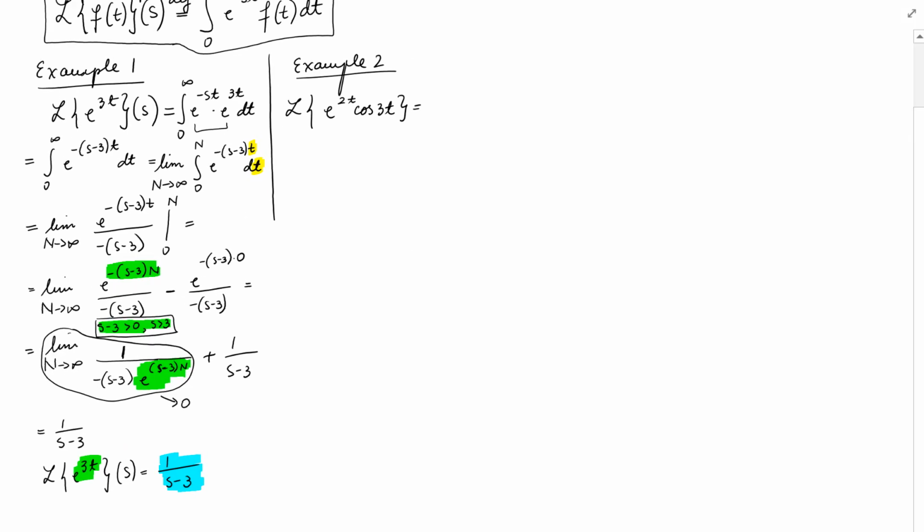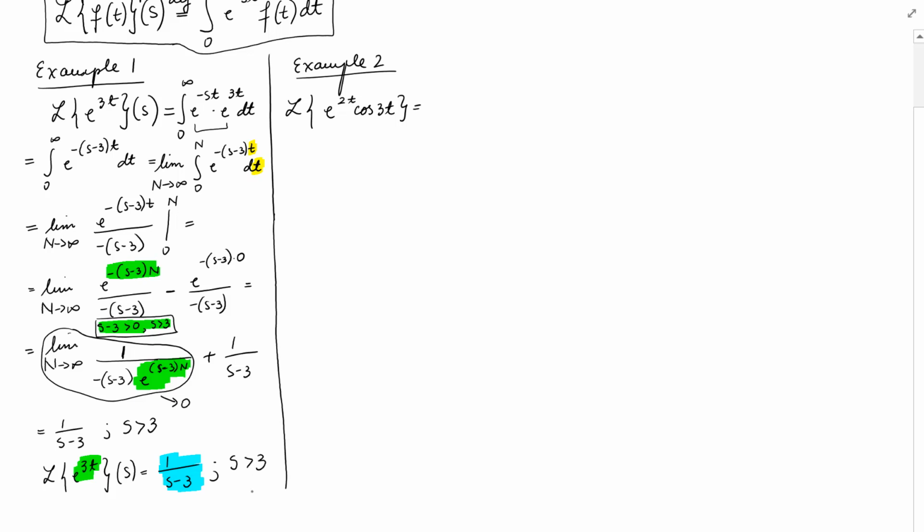Now let's look at another example. Let's find the Laplace transform of e to 2t cosine of 3t. I also want to remind you that if we didn't set the condition s minus 3 greater than 0, so if s minus 3 was less than 0, our integral would be divergent, so we wouldn't be able to calculate the Laplace transform. So this condition should show up here: the Laplace transform of e to 3t is 1 over s minus 3, but only as s is greater than 3.